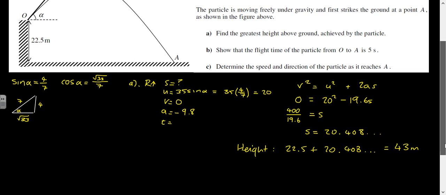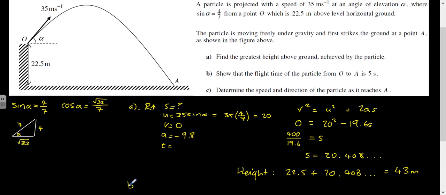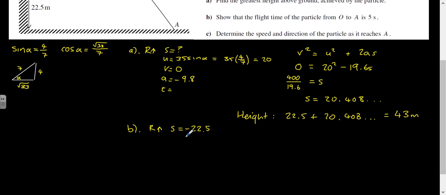Next, show that the flight time of the particle from O to A is 5 seconds. So for part B then, again, we're going to be resolving vertically. And we're going to look at the fact that from O to A, when we're working out the displacement that it's traveled, it's actually going to have traveled minus 22.5 meters, because again, up is our positive direction. Everything that moves up is positive, everything that moves down is negative. So we have a displacement of minus 22.5, and we can fill in the rest.